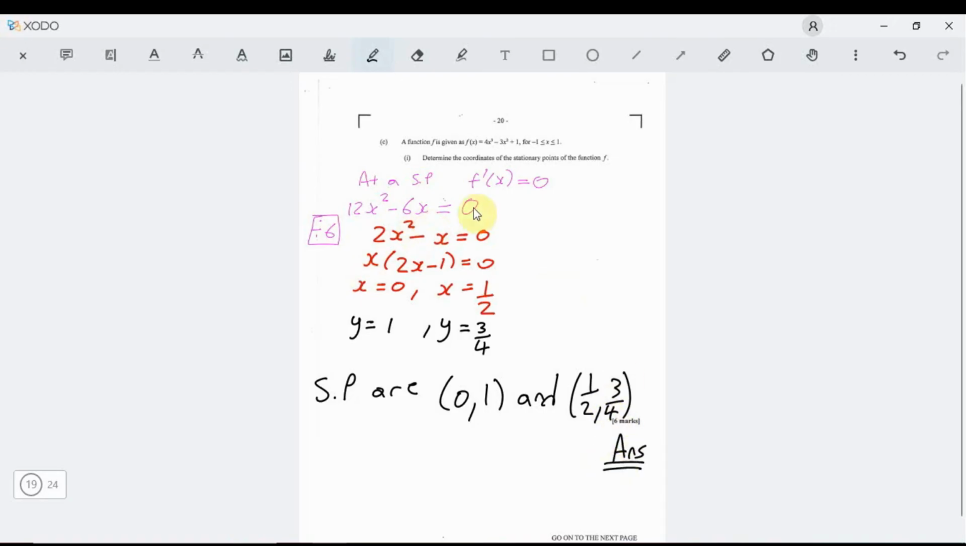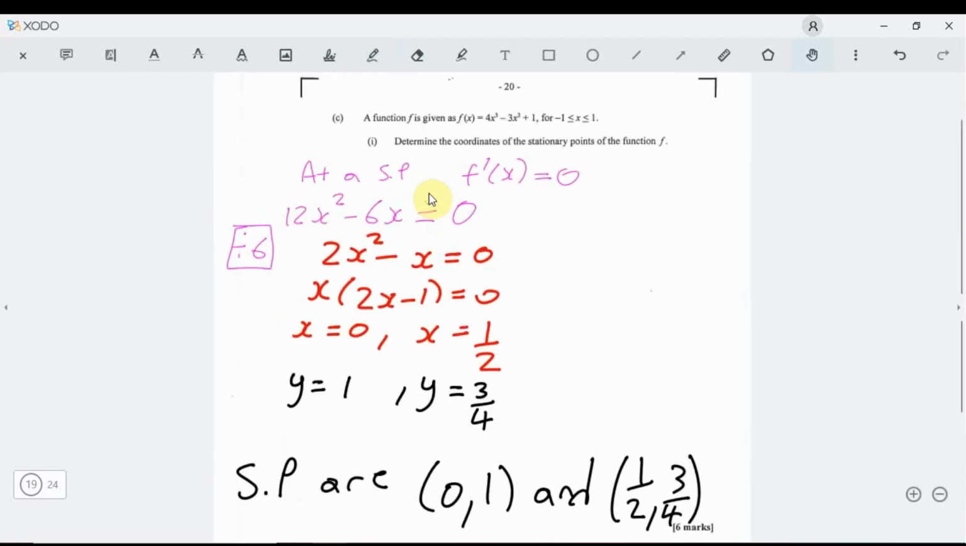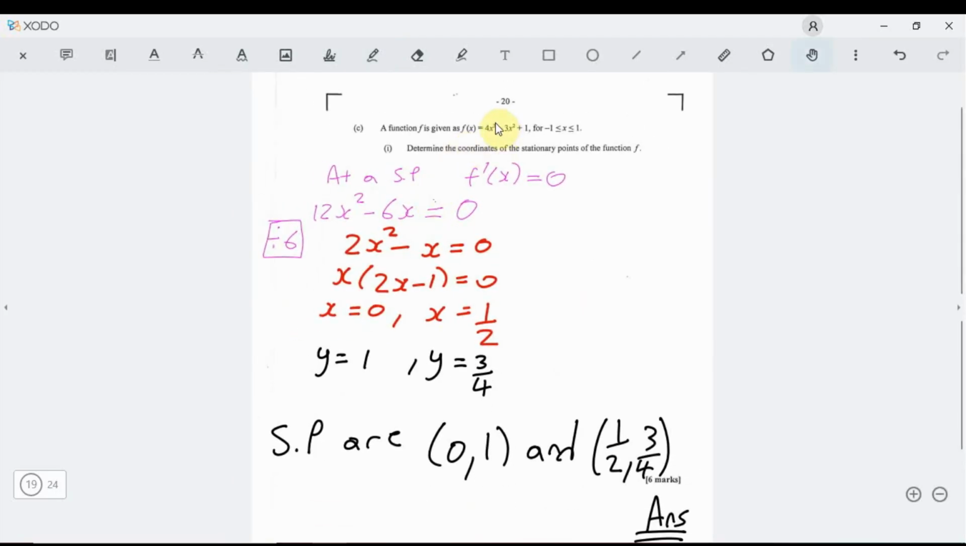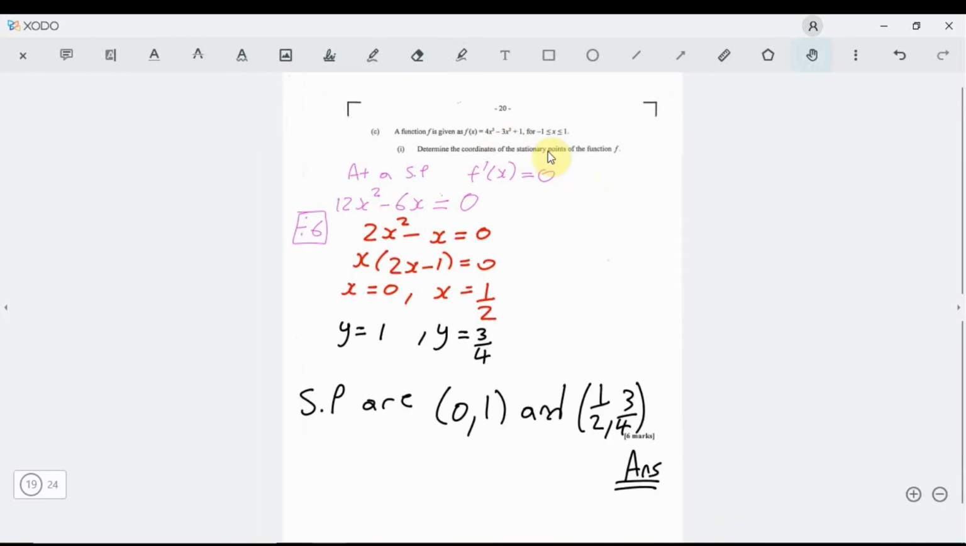Why is this 6 marks? I cannot understand. Wow! I cannot understand why that is 6, but we take it.